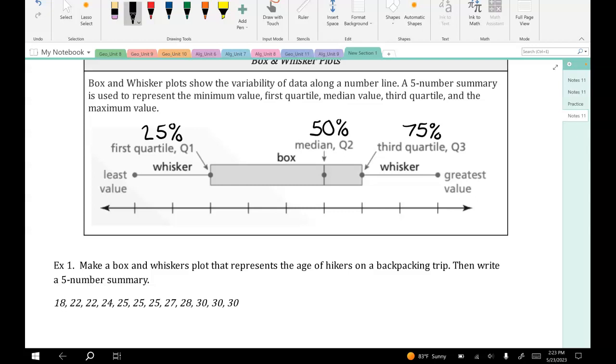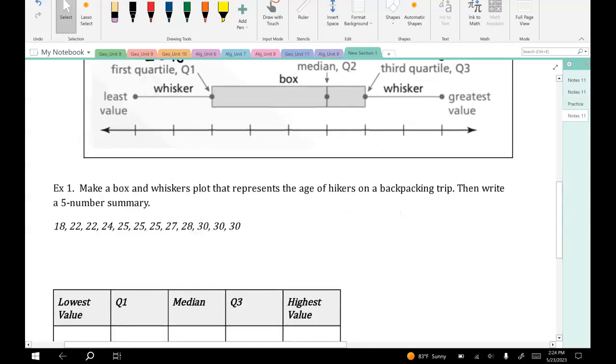So when we're finding our 5-number summary, we're going to let Desmos do it for us. First we're going to write everything on paper, and then copy what we typed onto Desmos. For example 1, we want to make a box and whisker plot that represents the age of hikers on a backpacking trip, and also write our 5-number summary.